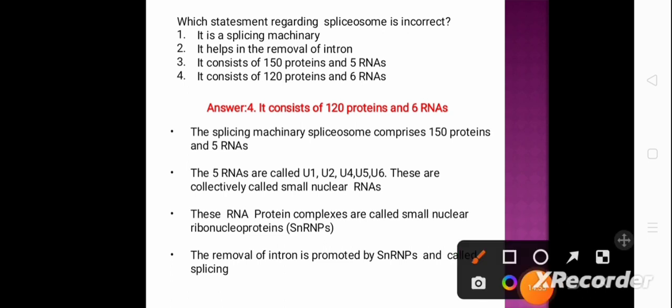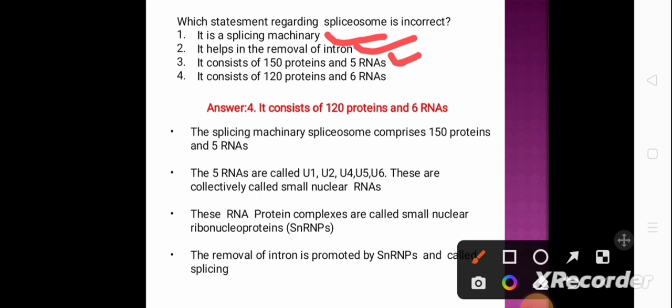Let's discuss the other options. Regarding the spliceosome, it is a splicing machinery. It is correct. It helps in the removal of intron. It is also correct because the spliceosome helps in the removal of intron. Option 3, that is it consists of 150 proteins and 5 RNAs. It is also correct because the splicing machinery comprises 150 proteins and 5 RNAs.